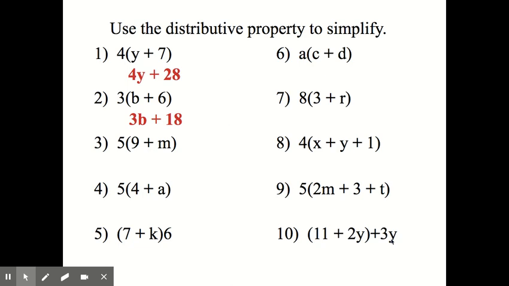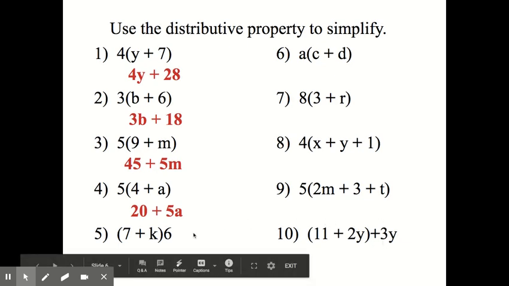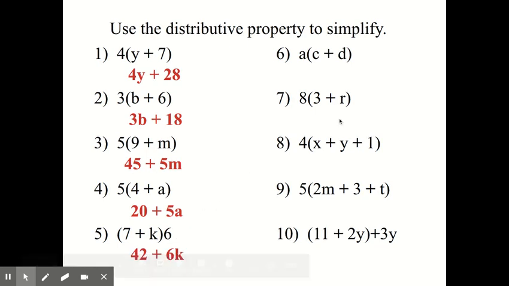5 times (9 plus m) is 45 plus 5m. 5 times (4 plus a) becomes 20 plus 5a. Parentheses 7 plus k, close parentheses, times 6. And remember, just because it's on the outside, it still means multiplication. That would give you 42 plus 6k.